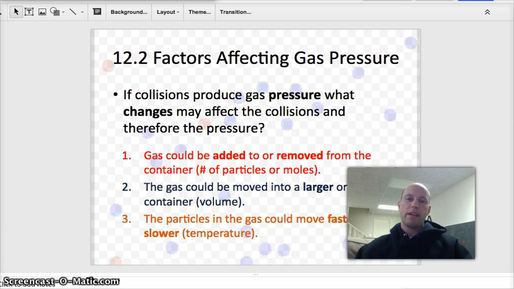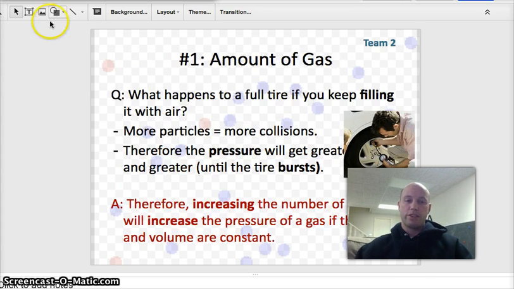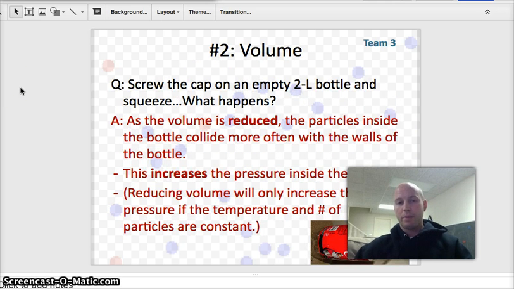After that, we'll move on to factors that actually affect gas pressure. So things like how much gas you have are going to affect your gas pressure. Perhaps the volume of your container. The bigger the container you have, well, the less pressure you have.